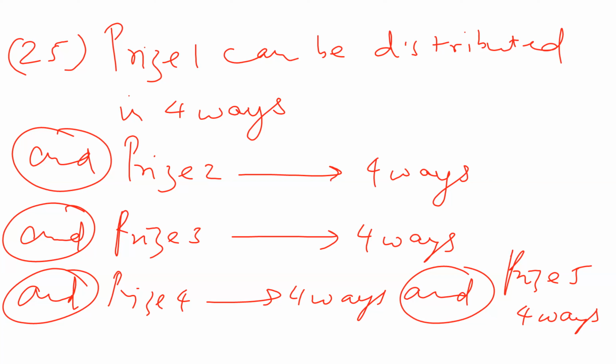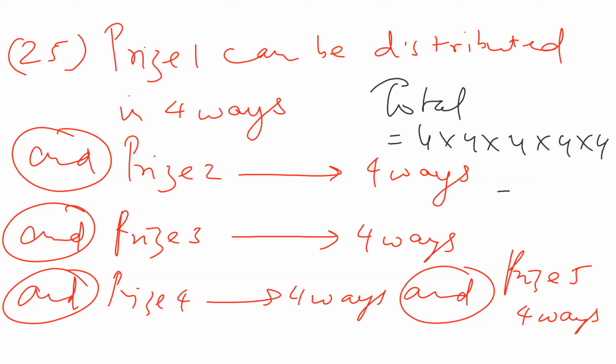So prize number 1 can be given to student number 1, 2, 3, or 4, as per whoever wins the competition. Prize number 2 also can be given in 4 ways. Prize 3 also 4 ways. 4 and 5 also 4 ways each. So the total number of ways is equal to 4 into 4 into 4 into 4 into 4, which is 1024 ways.